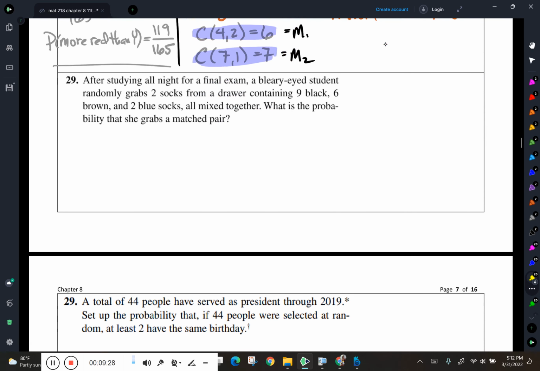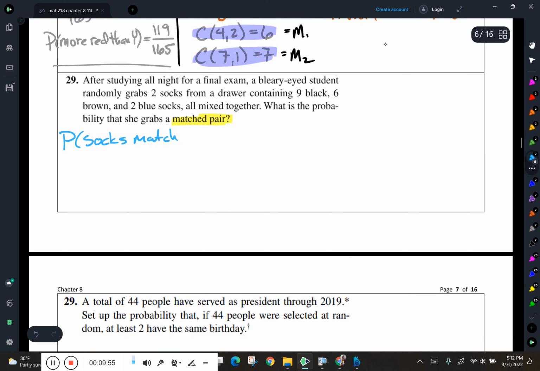After studying all night for a final exam, a bleary-eyed student randomly grabs 2 socks from a drawer containing 9 black socks, 6 brown socks, and 2 blue socks, all mixed together. What is the probability that she grabs a matched pair of socks? All right, so what are they asking us to do? They're asking us to find the probability that the socks match.